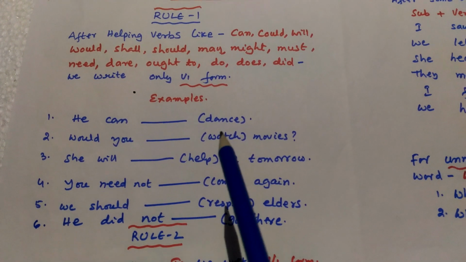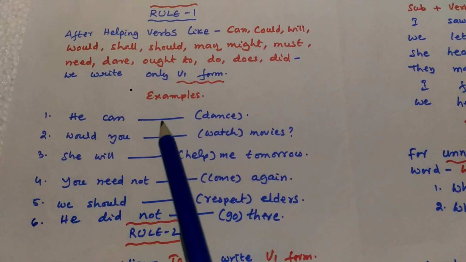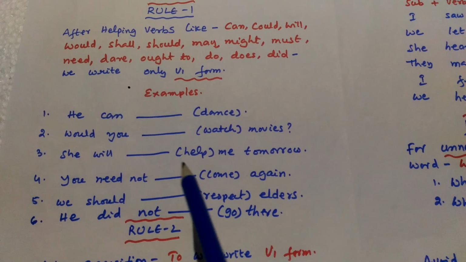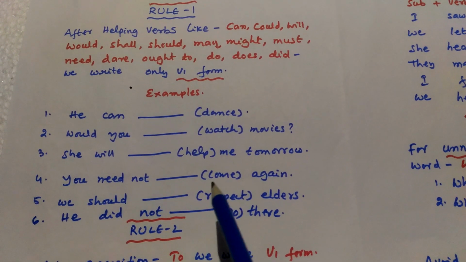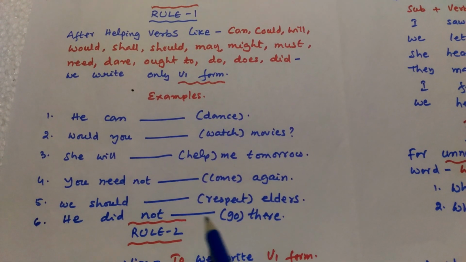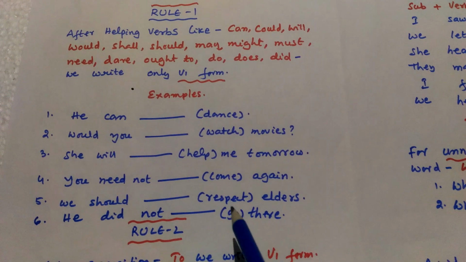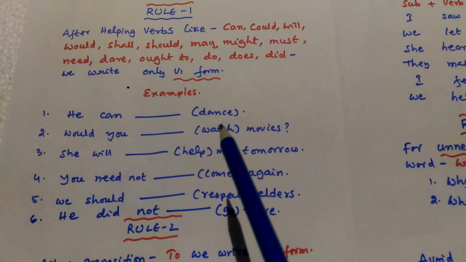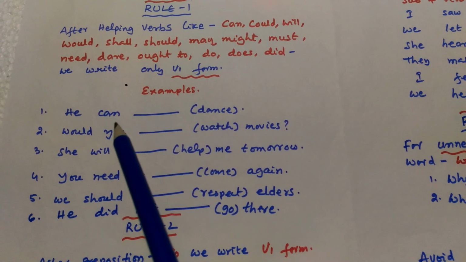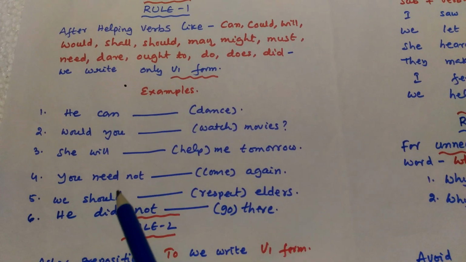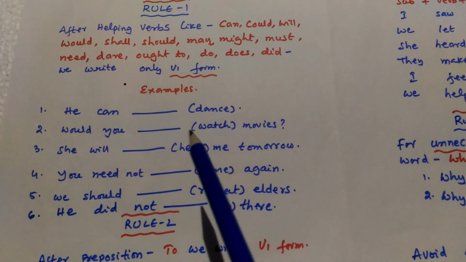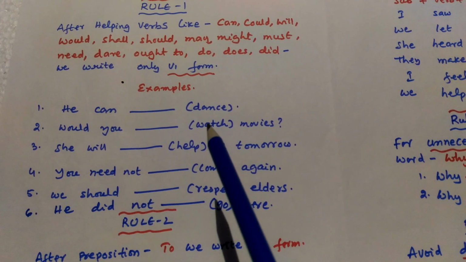He can dash dance. Here the base form dance is the right answer. Would you watch movies? She will help me tomorrow. You need not come again. We should respect elders. He did not go there. Here we write only the base forms of the verbs given in the bracket because we have the helping verbs before it. That is can, would, will, need, should, and did. After these helping verbs, we have to write only verb 1, that is base form.